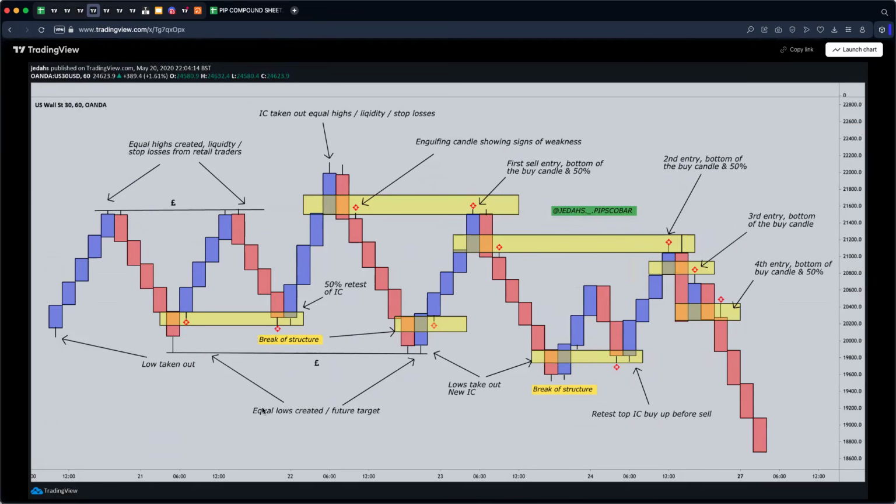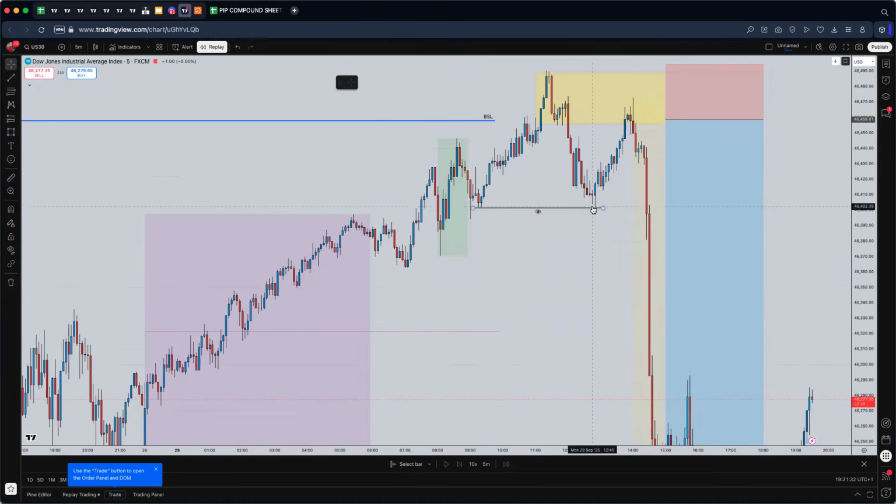Because every time we create equal lows, what do we know is being created? A future target. So we know we create a future target, price comes back up. We have an FVG through here. Again, let me just mark this out. We have FVG plus the candle. So boom, there's your entry.